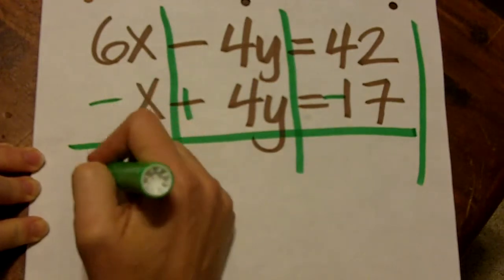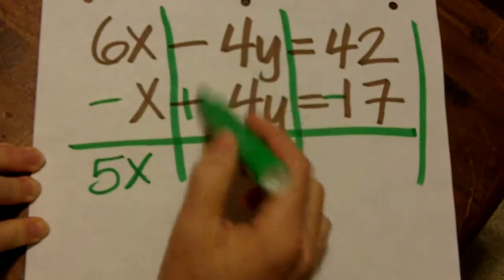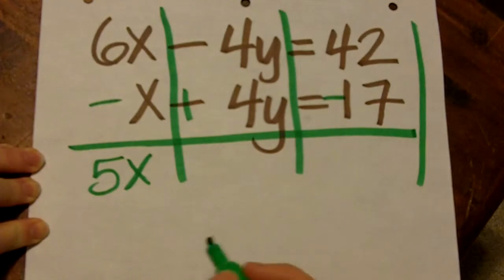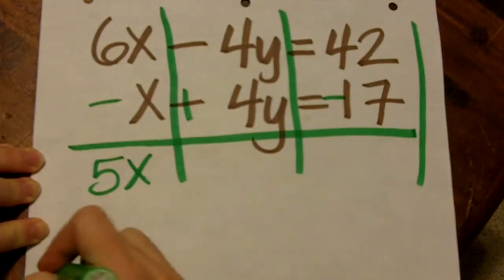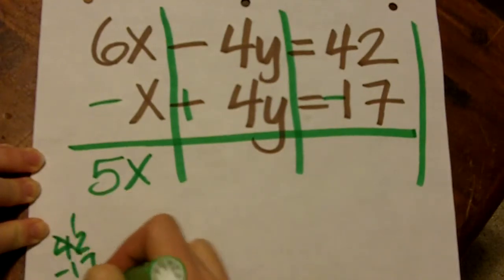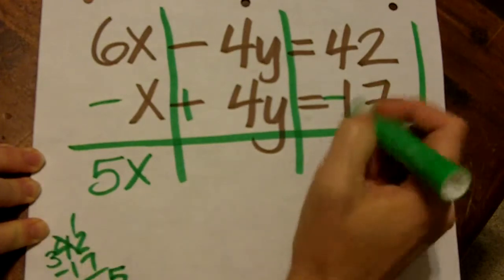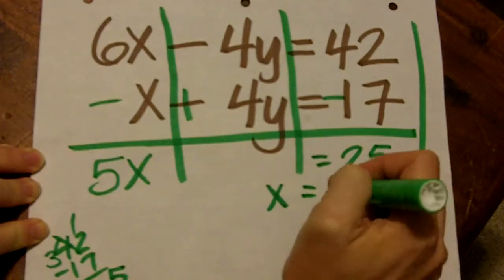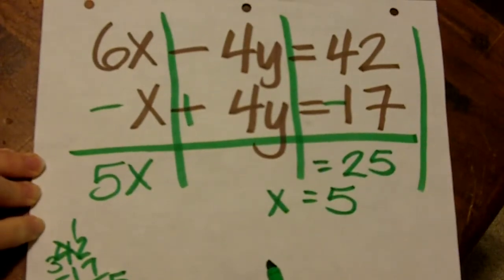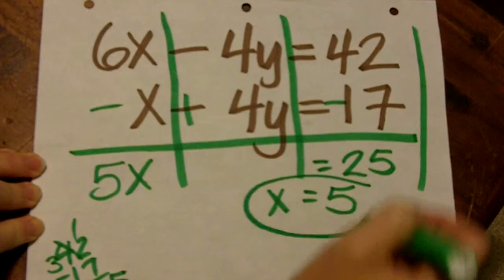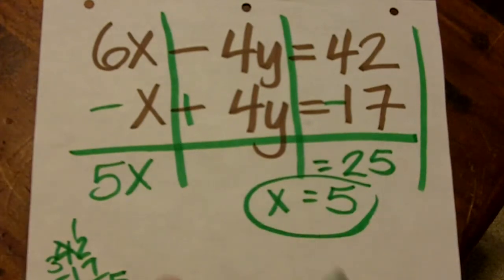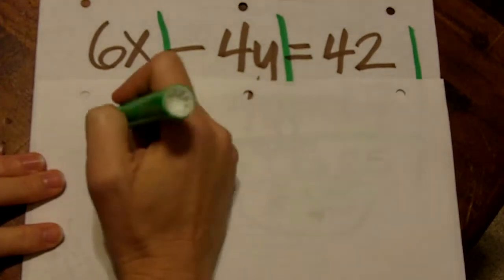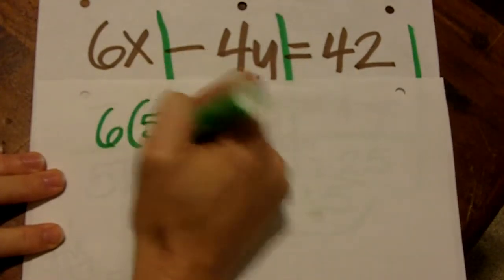6x plus negative x is 5x, and the y's cancel out, which was my point. And then 42 minus 17, let's just work that out here. We get 25. And we can see, of course, that x is then going to equal 5. Then we're going to take this value, x equals 5, and plug it into one of the other equations.